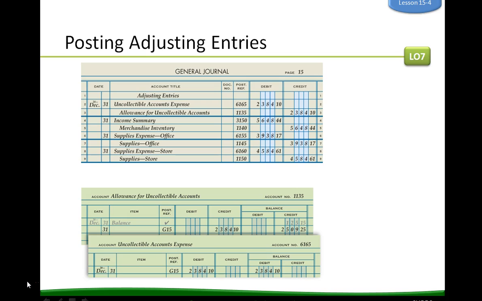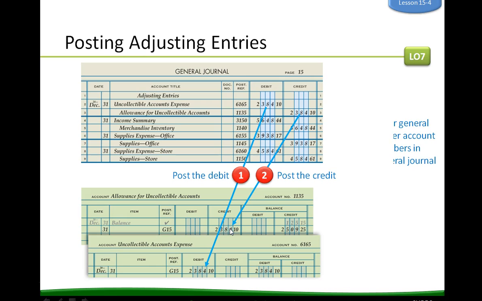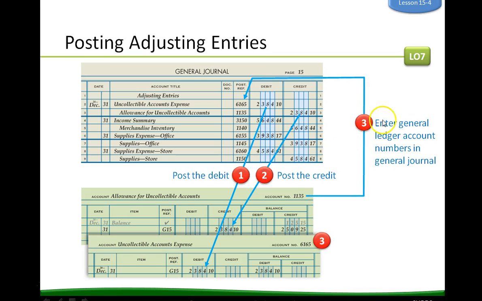Okay, so here we have our general journal. Uncollectible accounts expense gets transferred down here. Debits. Allowance for uncollectible accounts. Credits. And then rebalance. Okay, enter general ledger account numbers in general journal. So 1135 goes right there. 6165 goes right there.